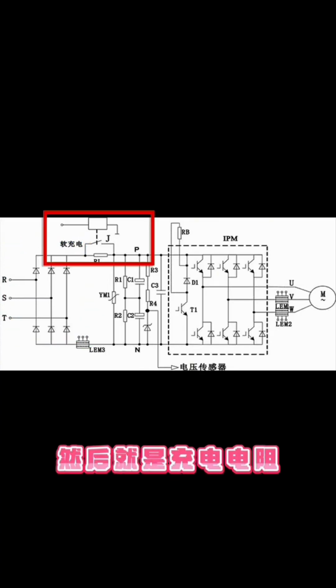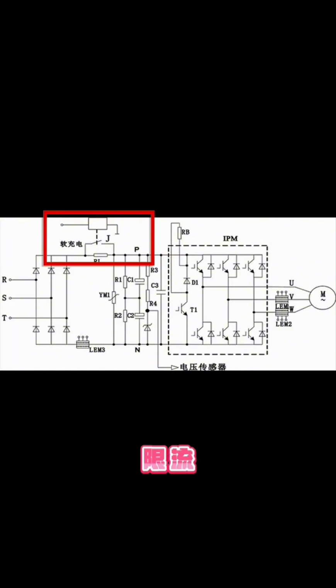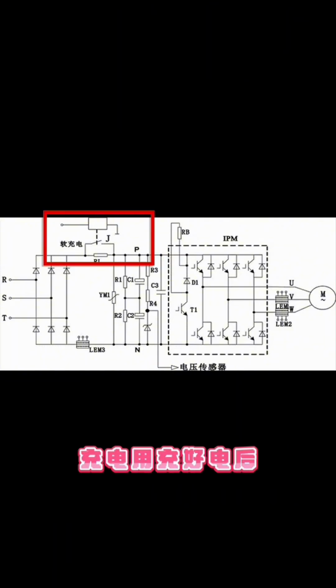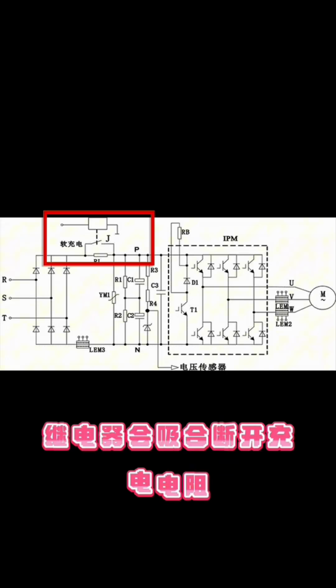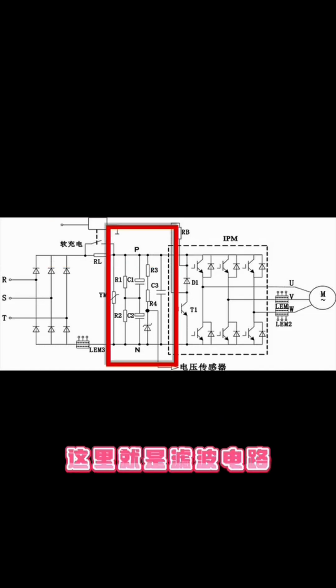This is a circuit diagram of the drive. The left is the three-phase current rectifier. Its function is to turn the AC into DC. Then there's the charging resistor. Its function is to charge the capacitor. After charging, the contactor will pull in and disconnect the charging resistor.